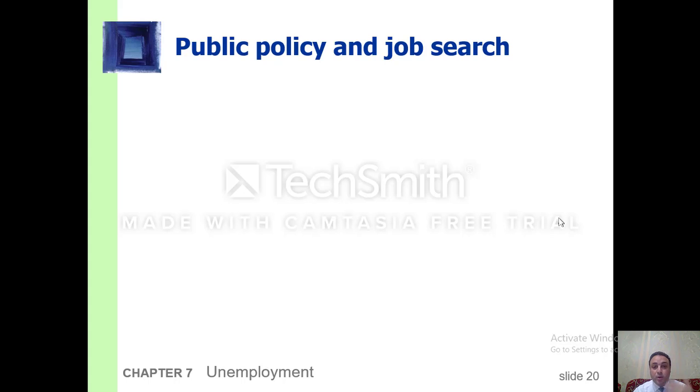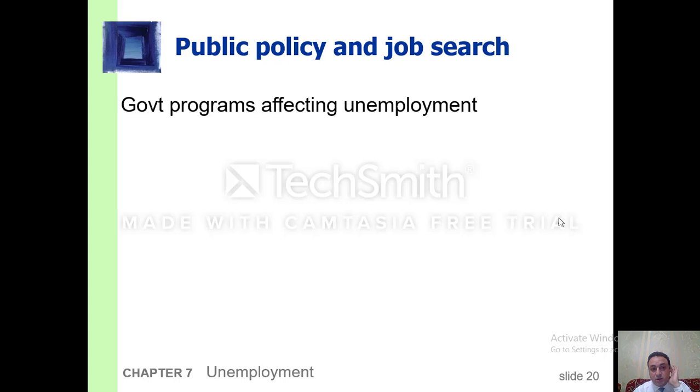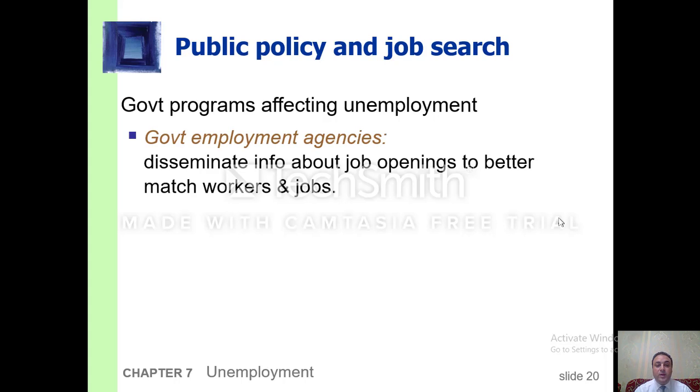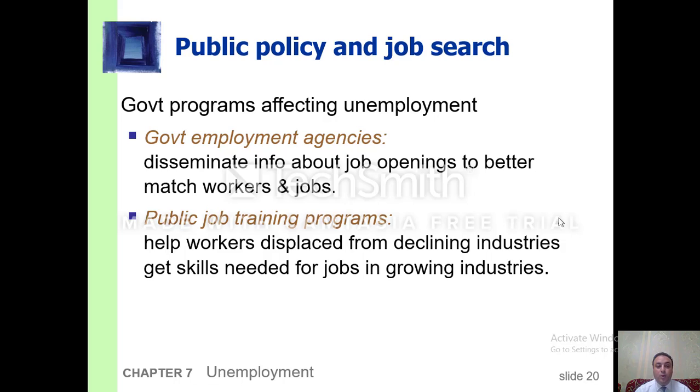So what about public policy and the job search? Government programs affect unemployment. We have government employment agencies that disseminate information about job openings to better match workers and jobs. Also, public job training programs help workers displaced from declining industries get the skills needed for jobs in the growing and new industries.